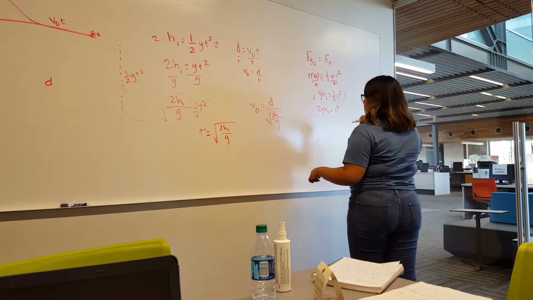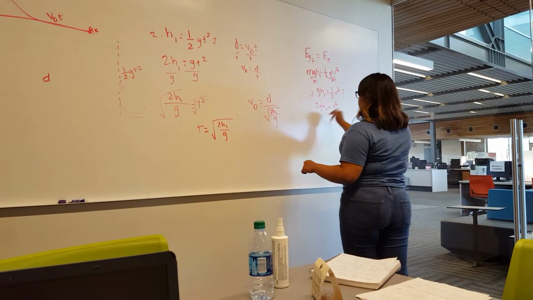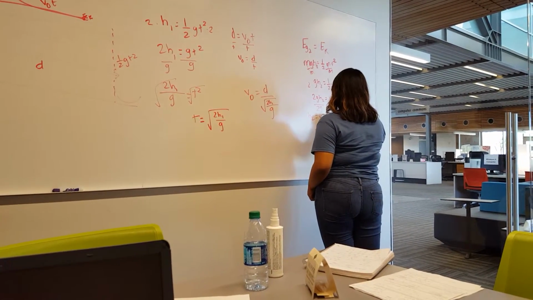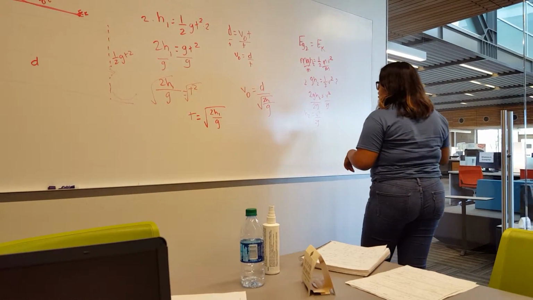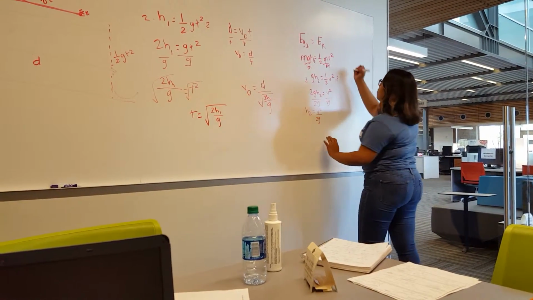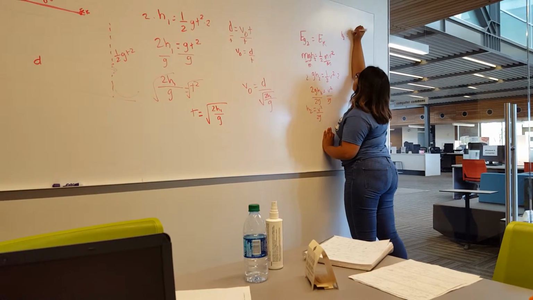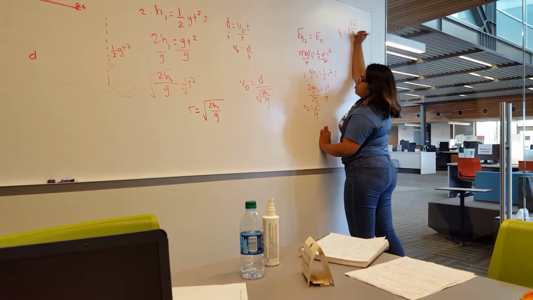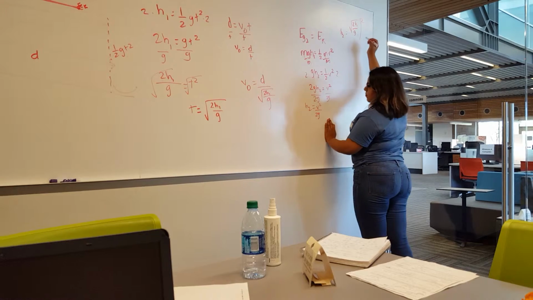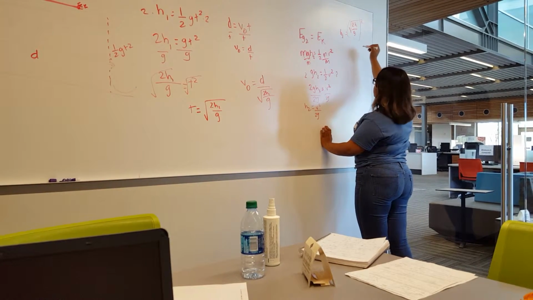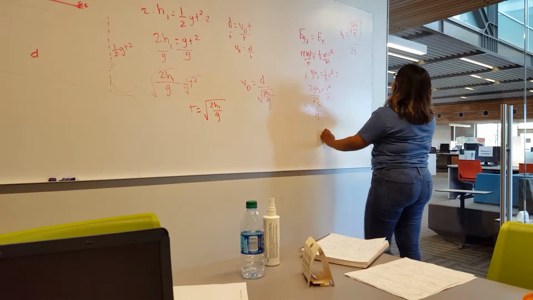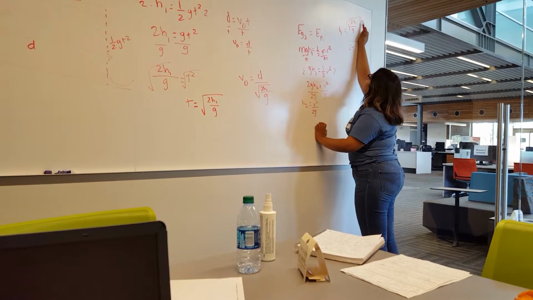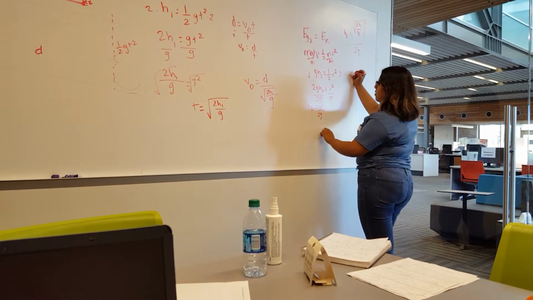Now we're trying to get h2 by itself, so we're going to divide by 2g. So h2 equals v squared over 2g. Remember that we already solved for v over here, so we're just going to plug it in. 2h1 over g, squared, over 2g. So here we're just going to carry out this square root.